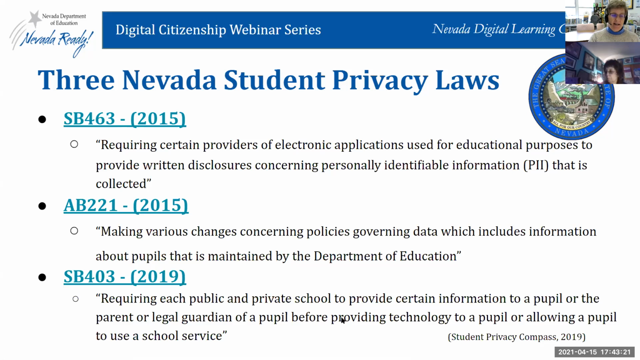And then in 2019, SB 403 was passed, requiring each school, and this also includes private schools, as mentioned here, to provide information about any kind of technology, and I know in our district, our acceptable use policy is that document sharing what the students will be using. So if you're not familiar with what you have specifically in your district, I would highly recommend that you take a look at that. So those are three Nevada laws that have to do with student privacy.